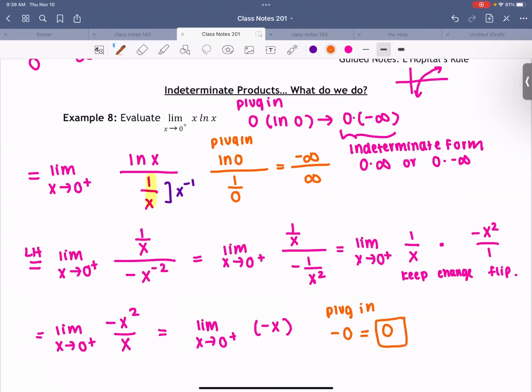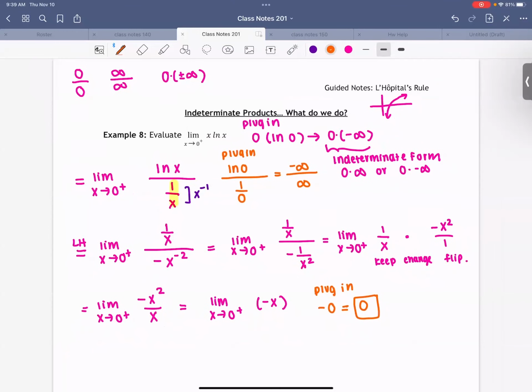Any questions on example number 8? The thing with indeterminate products is we see that it's an indeterminate product because we know it's 0 times infinity. We change it into a fraction. So we do something with the properties of exponents to make it a fraction, like how we got 1/x on the bottom. And then we just do L'Hopital's rule as normal.